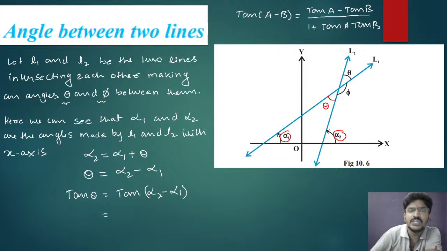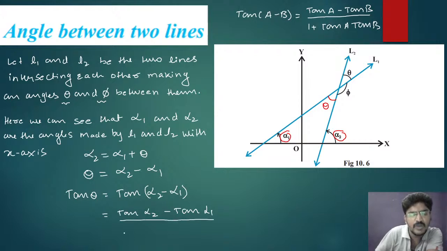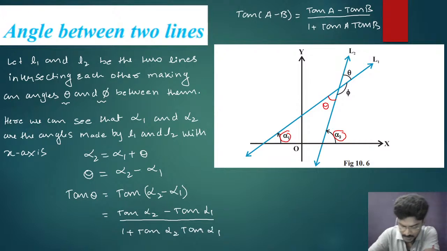So now I will use this formula here. That is tan alpha 2 minus tan alpha 1 divided by 1 plus tan alpha 2 into tan alpha 1. Okay.